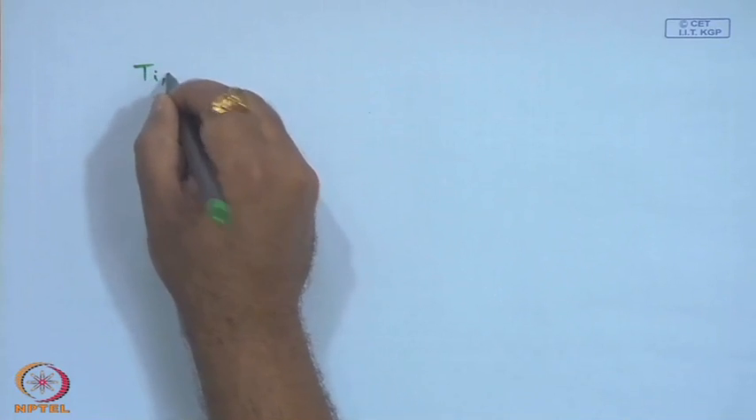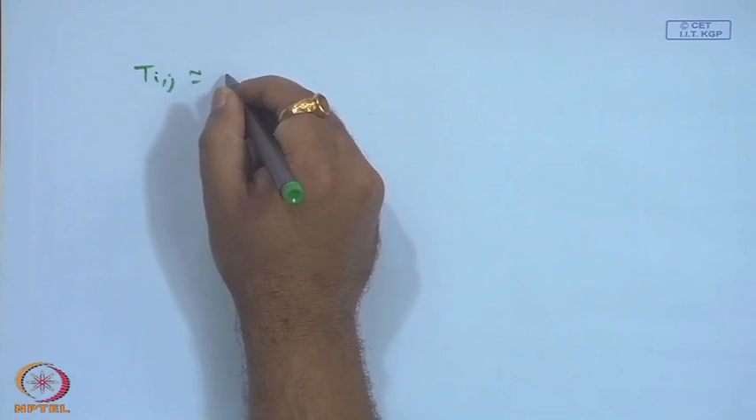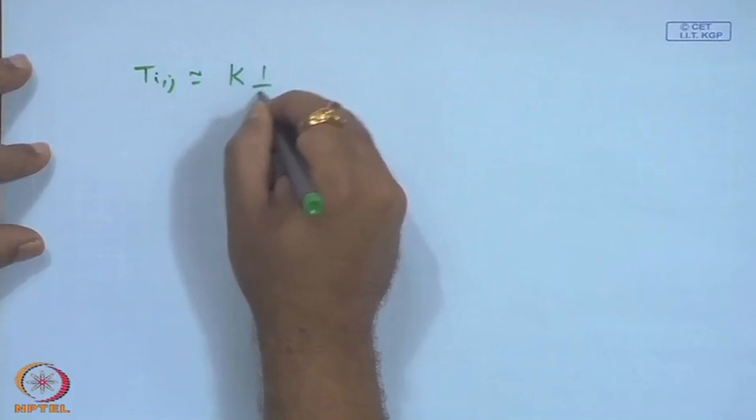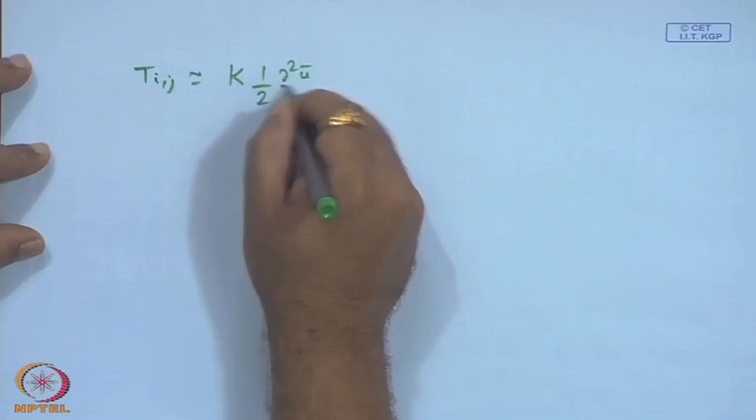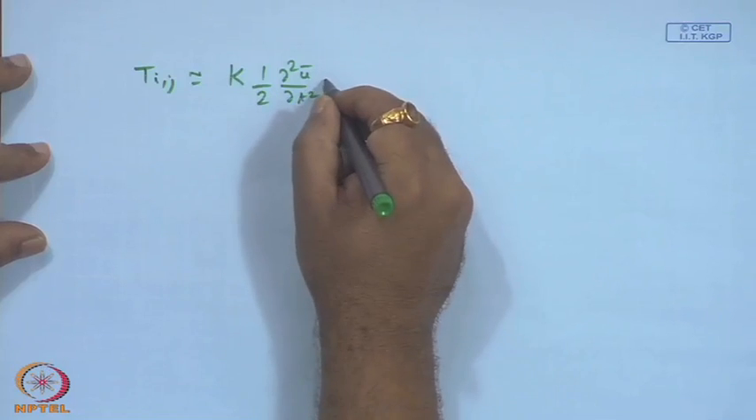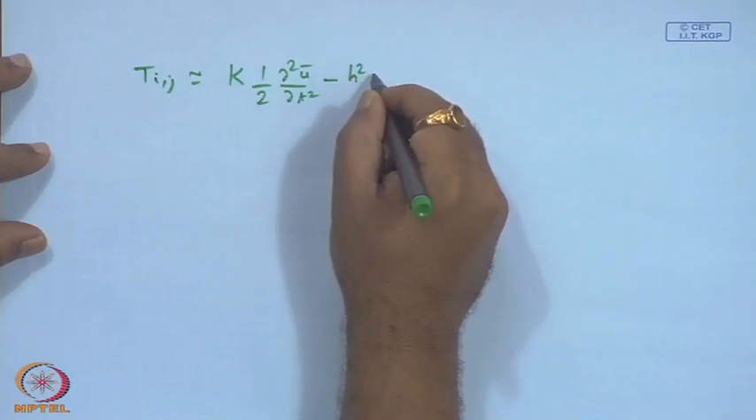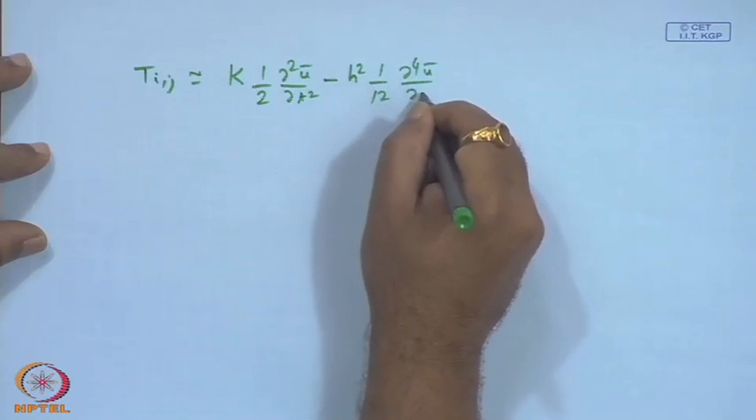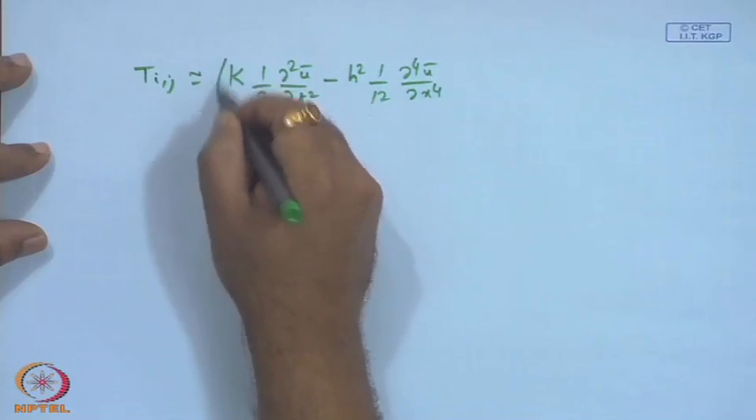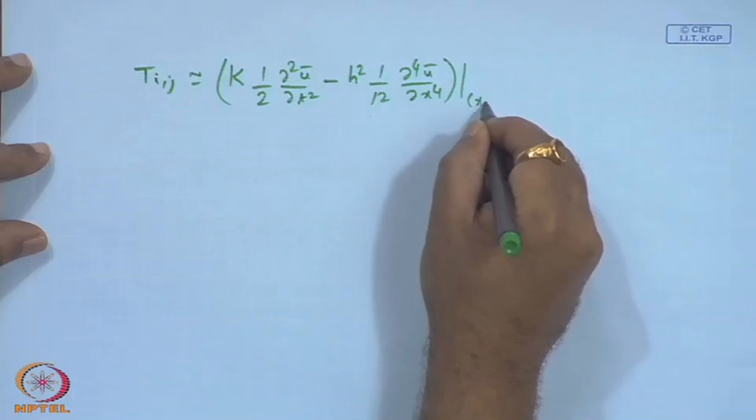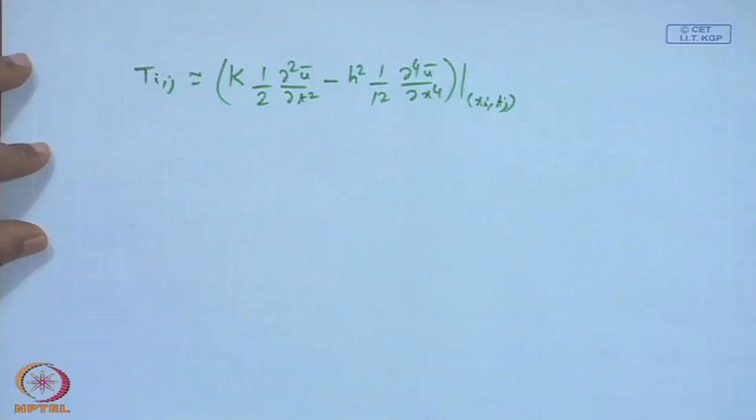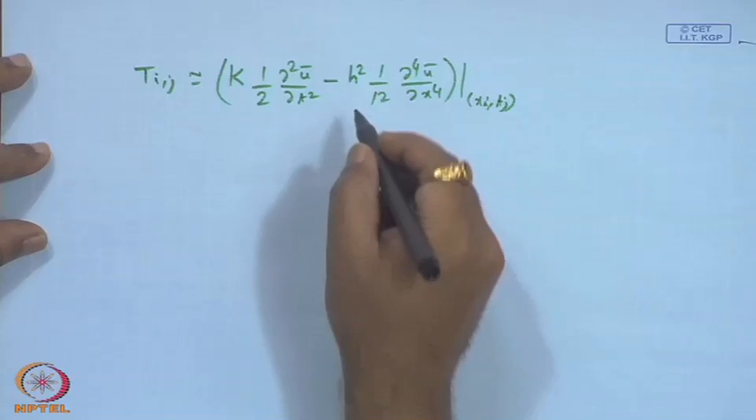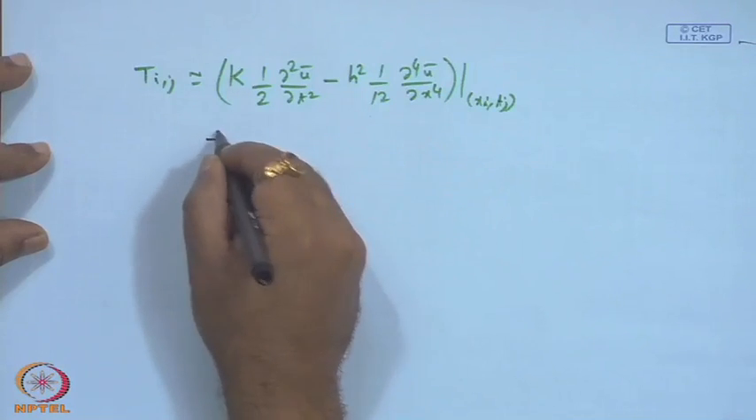So, let us observe this carefully. T i j reduces to, so I am putting k there, half minus h square here, evaluated at x i, t j. Then we have remaining terms.